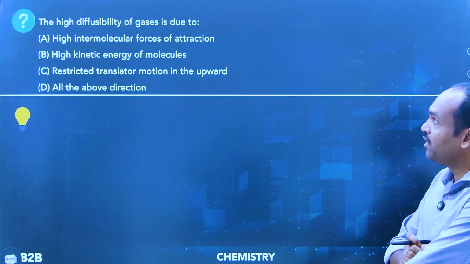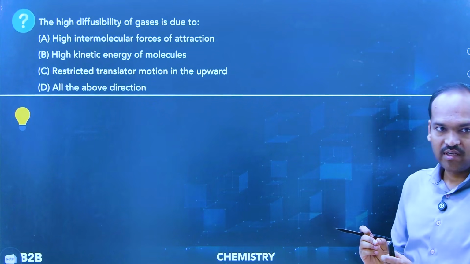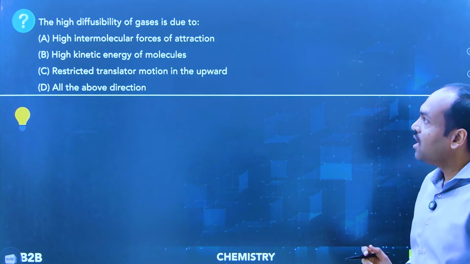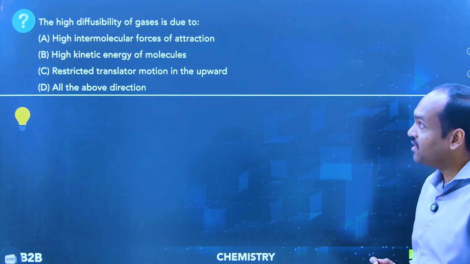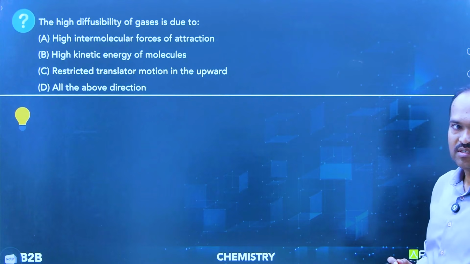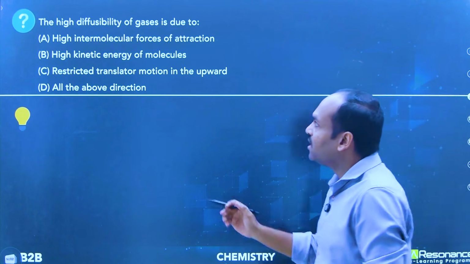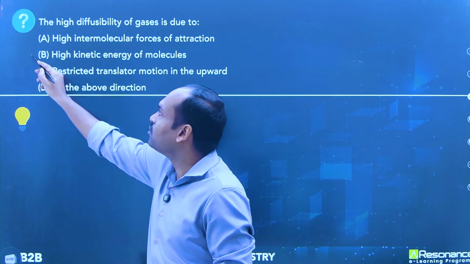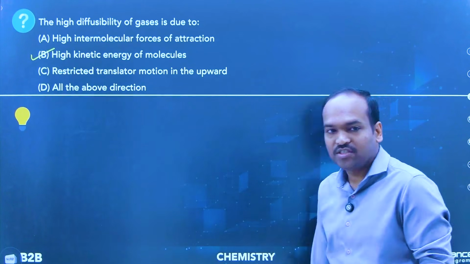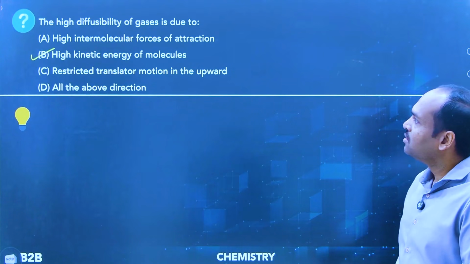The high diffusibility of gases is due to the tendency of gases to intermix. They easily get diffused. The options are high intermolecular force of attraction, high kinetic energy, restricted translatory motion, all of the above. The high diffusibility of gases is due to very little intermolecular force of attraction, so their kinetic energy is more. Next.